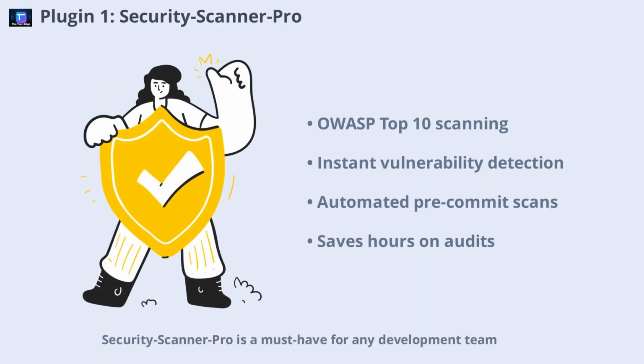Security Scanner Pro is a must-have for any development team. With a single command, it scans your codebase for vulnerabilities like SQL injection, weak password hashing, and missing rate limits. What used to take hours of manual auditing now takes just 90 seconds. Even better, you can automate scans to run before every commit, ensuring your code is always secure. This plugin alone can save your team hours each week and protect your project from costly security breaches.